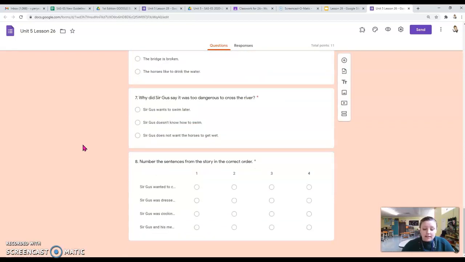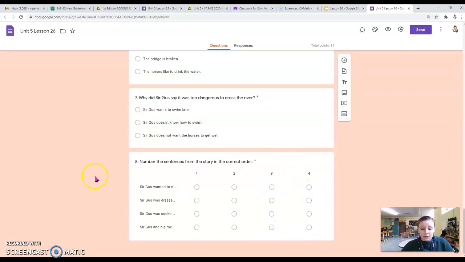The last question on this Google form says, number the sentences from the story in the correct order. You have 4 sentences along the side. What you need to do is read each sentence and ask yourself, what happened first in the story? And you'll select the number 1 next to that event. What happened second in the story? And you'll select the 2 next to that event. Then what happened third in the story? And finally, what happened last in the story?